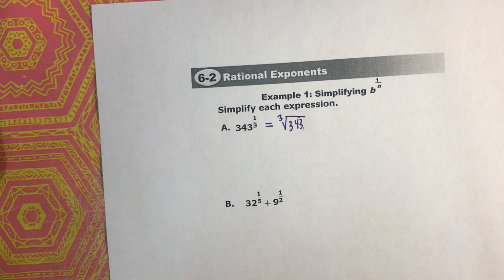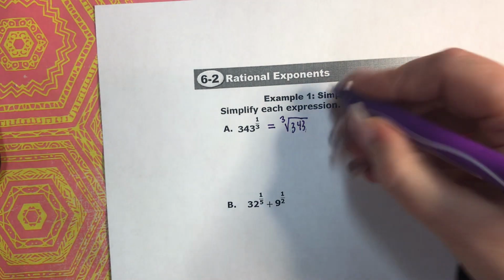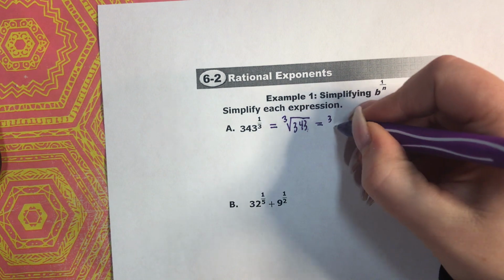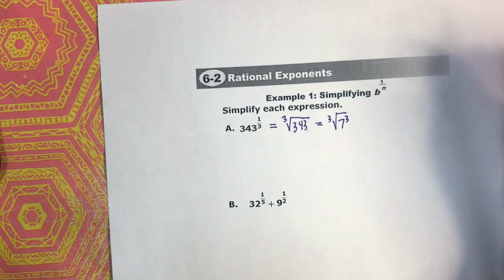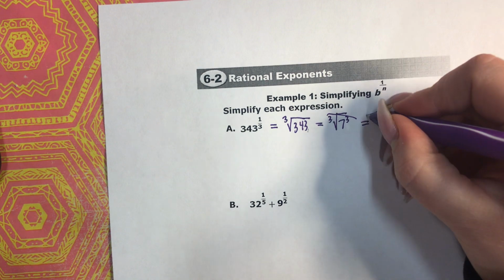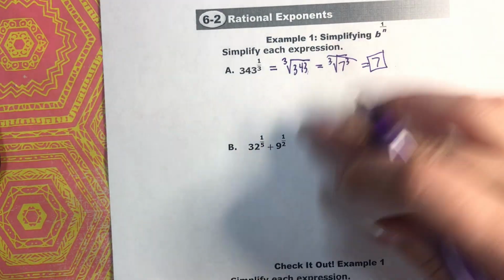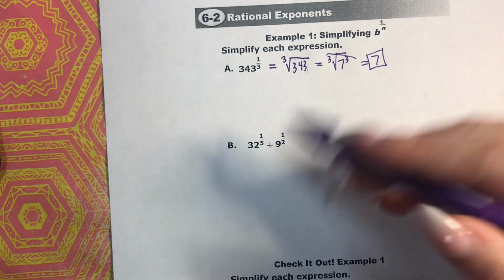343 looks familiar to me. It looks like it might be. Oh, and look at here, right? 343 is the same thing as 7 cubed. So instead of writing 343, I can write this as 7 cubed, right? And that cube root and that cube cancel each other out, and we're left with 7, which is the answer. All right? Perfect. Let's go ahead and look at this one.